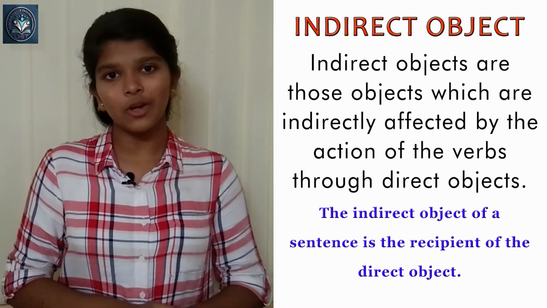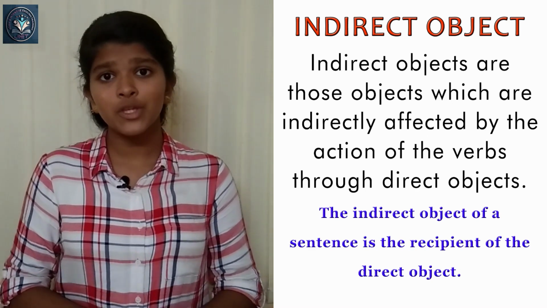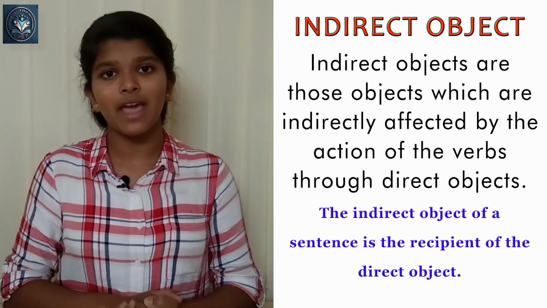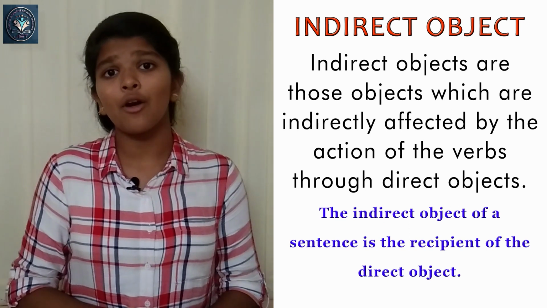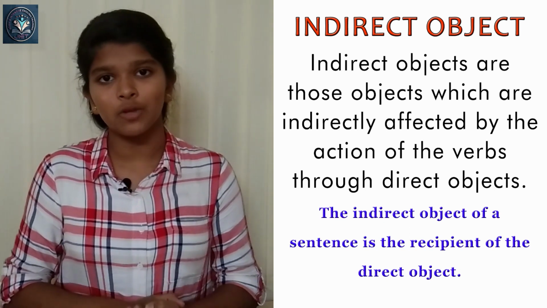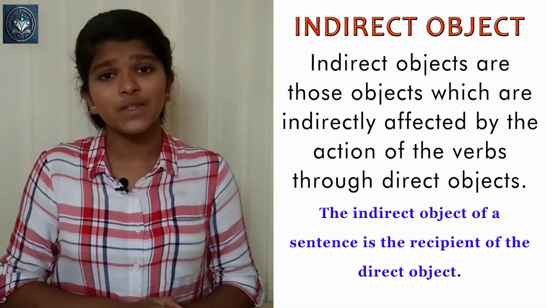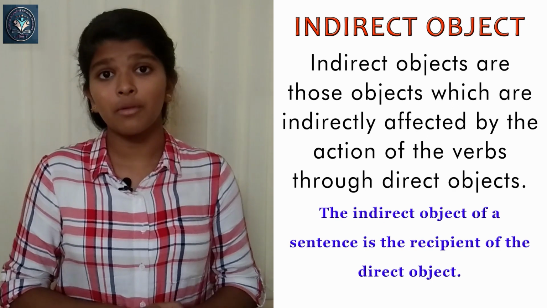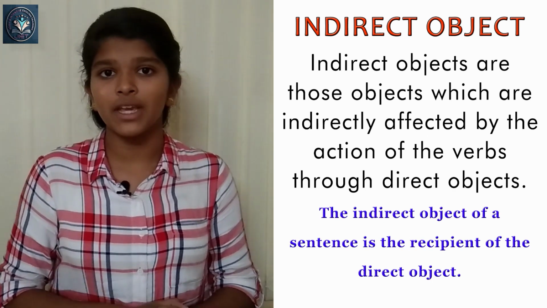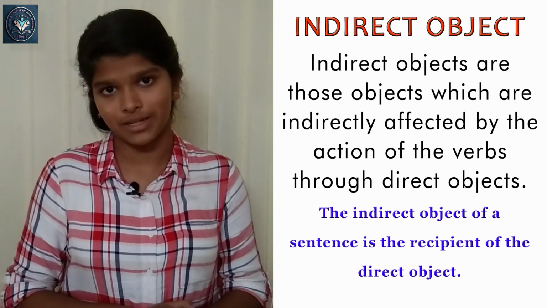Next, indirect object. Indirect objects are those objects which are indirectly affected by the action of the verbs through direct objects. They are always used with direct objects. That's why direct objects are necessary for the presence of indirect objects. Remember, the indirect object of a sentence is the recipient of the direct object.